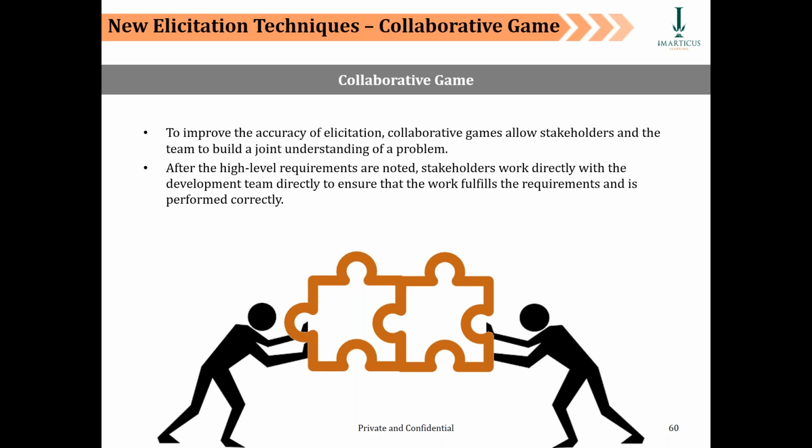Okay, let's go to another one, since we are discussing so many of them. It's called collaborative games. Yep. Now this one, guys, is useful because it helps to speed up the development. Allow me to explain how. To improve the accuracy of elicitation, there are something called collaborative games, which allow the stakeholders and team to do a joint understanding of the problem. Typically, much used in agile form of business analysis.